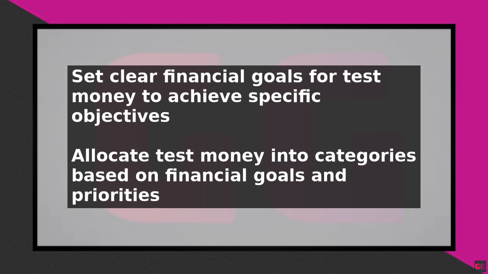Now, allocate the test money into different categories based on your goals. For example, if you are practicing budgeting, you might divide the money into sections for housing, food, entertainment, and savings. This step mimics real-life financial management and helps in understanding how to prioritize expenses.